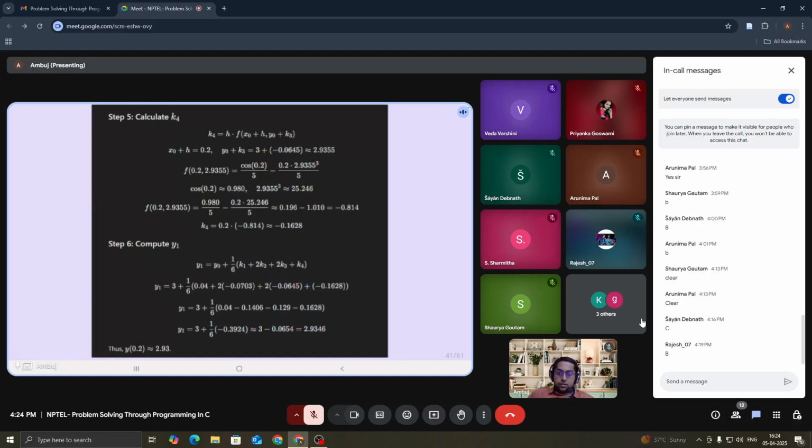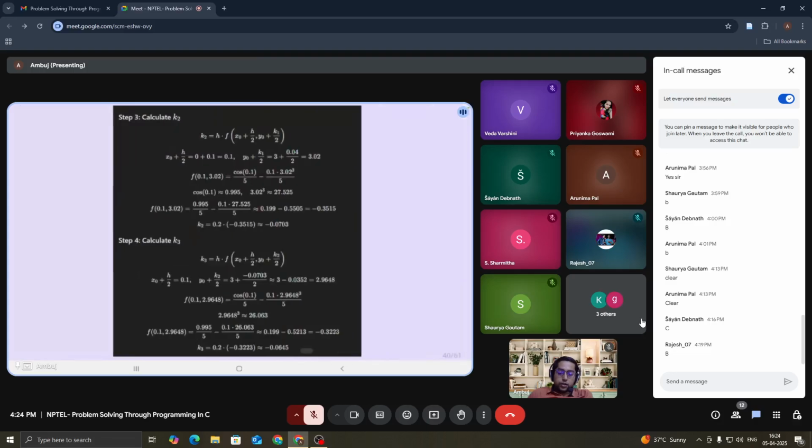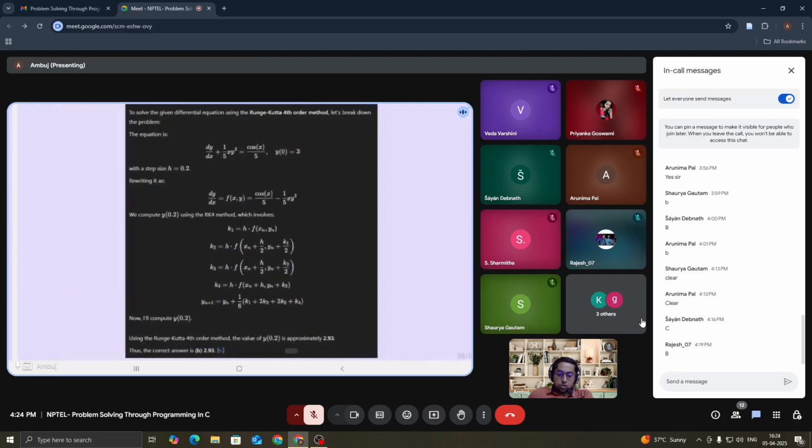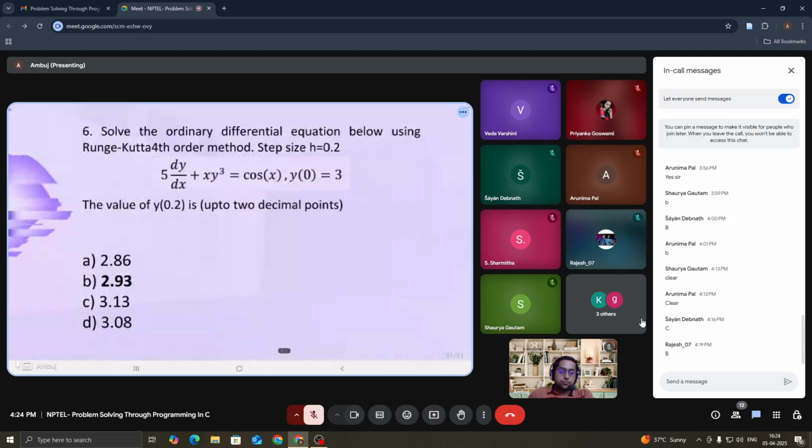Now try to calculate the values again. K4 will come as minus 0.61628. Now try to plug in all the values in the expression for y1. Y1 is y naught plus 1 by 6 into bracket k1 plus 2k2 plus 2k3 plus k4. So you calculate y1, which will be coming around 2.9346. Hence the correct option will be 2.93. That is, I think, your option number B.